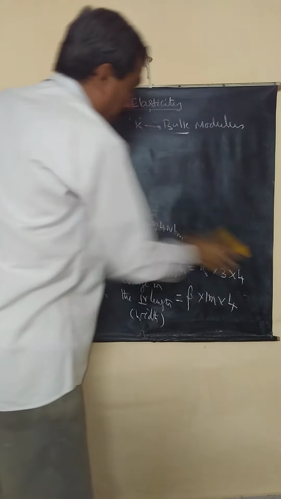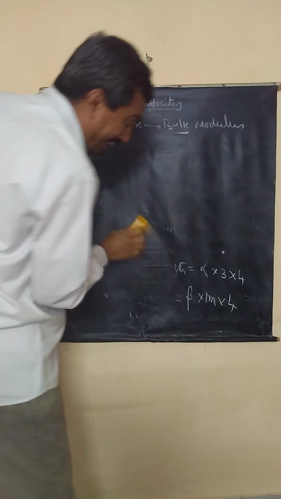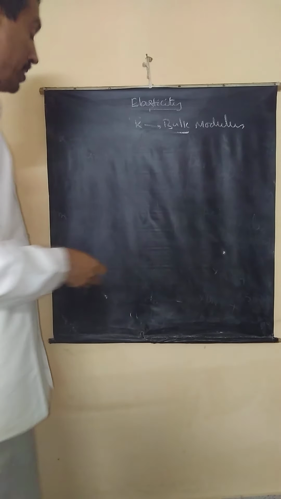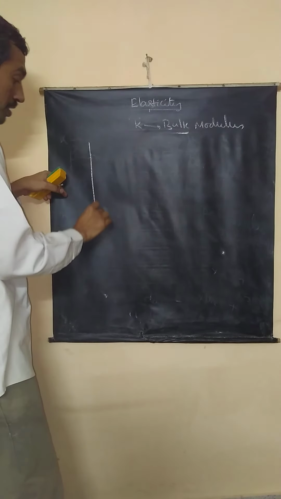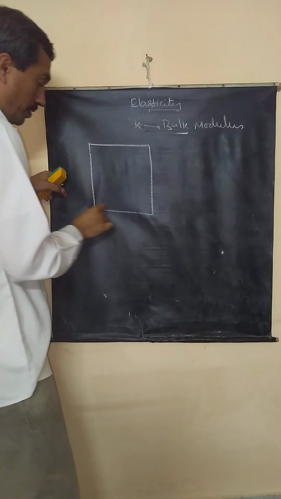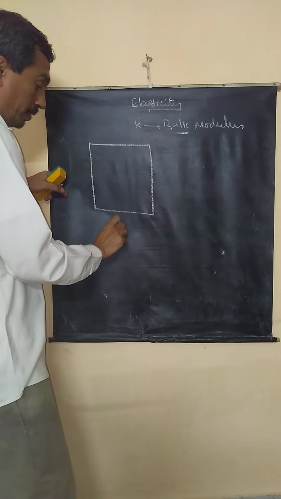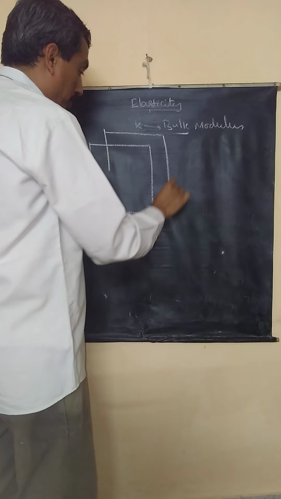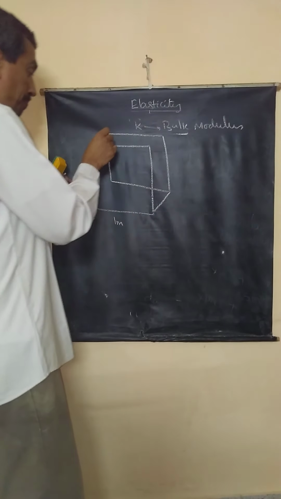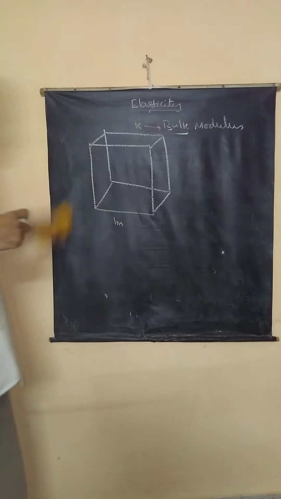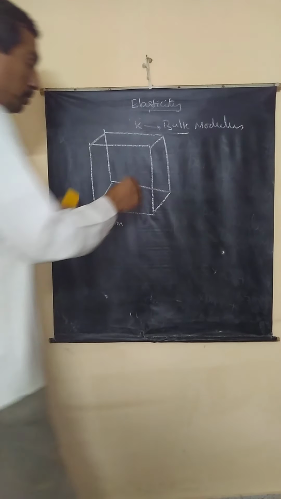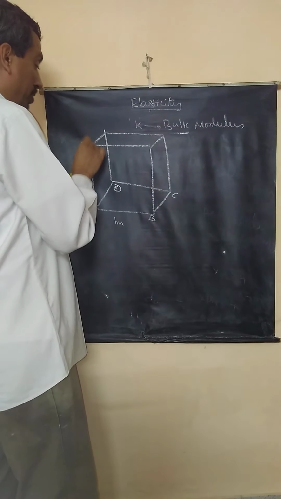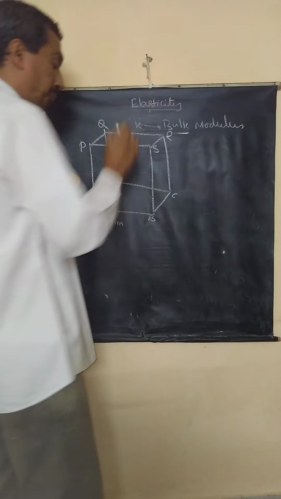So I imagine a cube of unit length acted upon by 3 perpendicular stresses. Look at this. Here is a cube. Let its length be 1 meter. Now let there be a stress perpendicular to this. Let us call this face ABCD. Call this face PQRS.